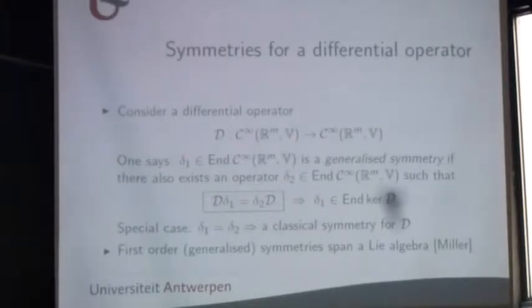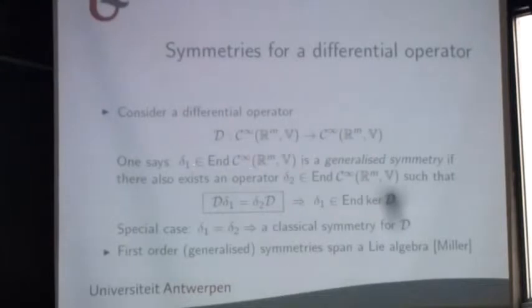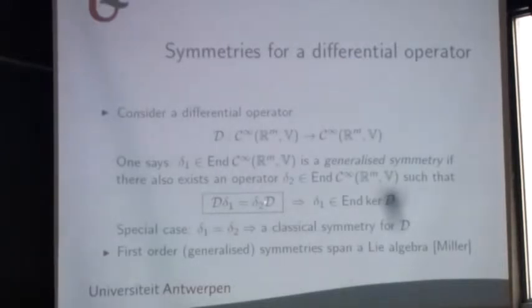Now, a symmetry, or even more, a generalized symmetry, is a certain endomorphism on the smooth functions. So it maps functions to functions. That's what it does. And it is called a generalized symmetry if you can find another mapping from functions to functions, such that this box will hold. So if you first do delta 1, and then you act with the operator, it's the same as first acting with the operator and then delta 2.